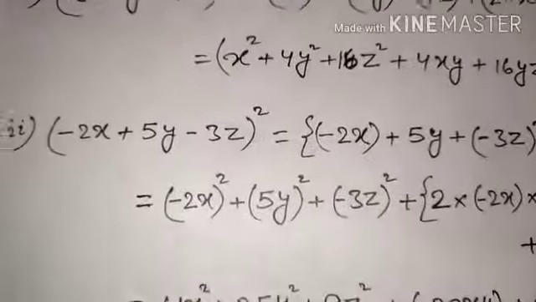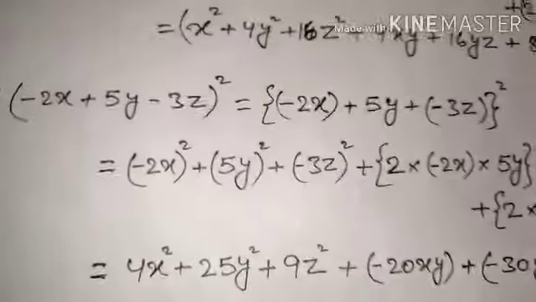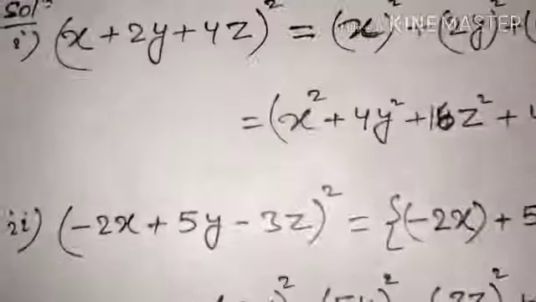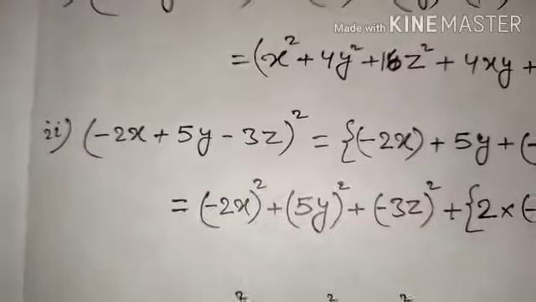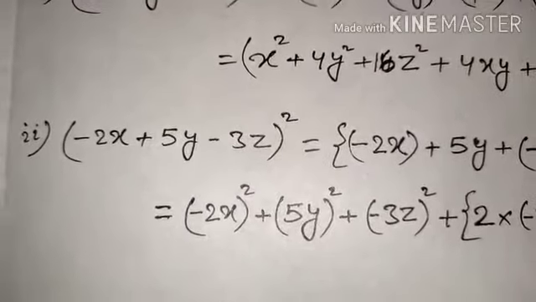Now similarly, based on that, here I have added a bit of a twist and taken a question in which a minus sign is also there. So minus 2x plus 5y minus 3z whole square.